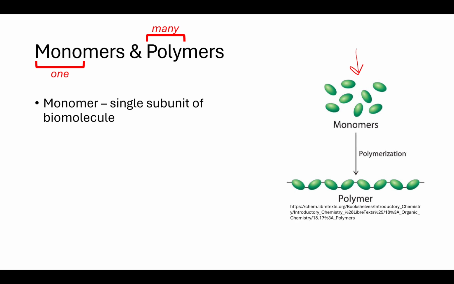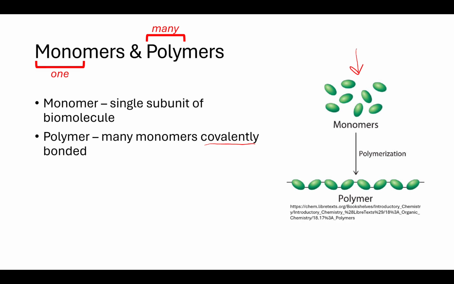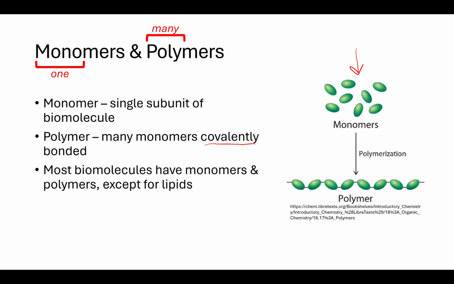And then you have these units that can be joined together, covalently bonded together, so a strong bond holding them together to form polymers, which have many monomers joined together. Most biomolecules have specific monomers and polymers that you will need to remember, with one major exception. And that exception is lipids. Lipids are grouped together not so much based on structure, but on another property that we'll talk about when we talk about that group of biomolecules in general.